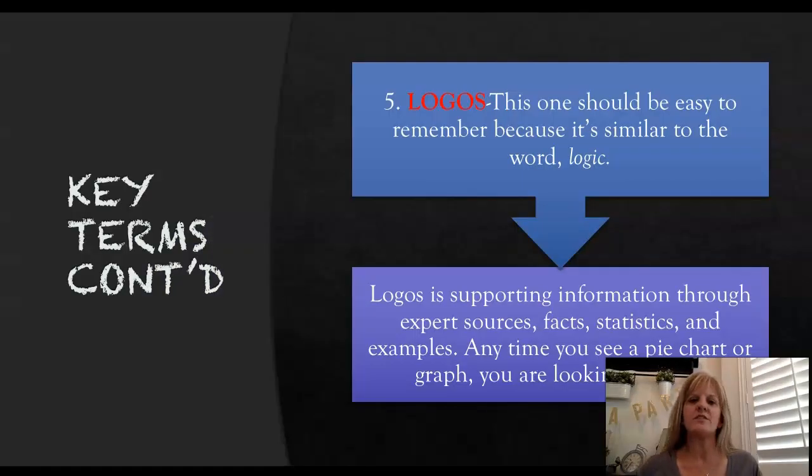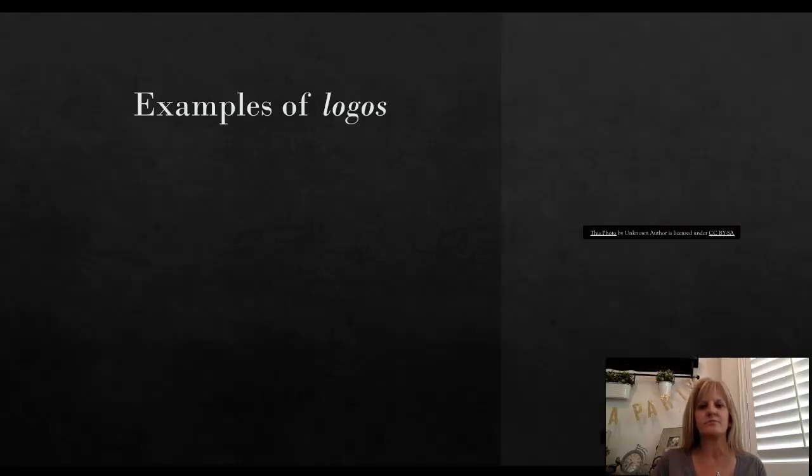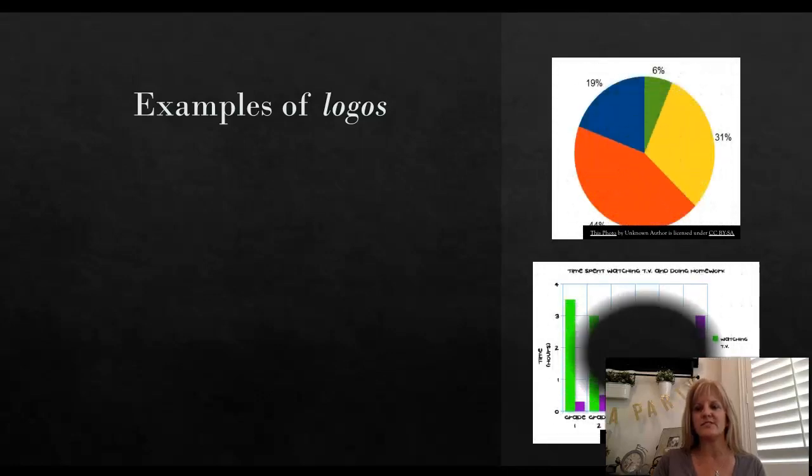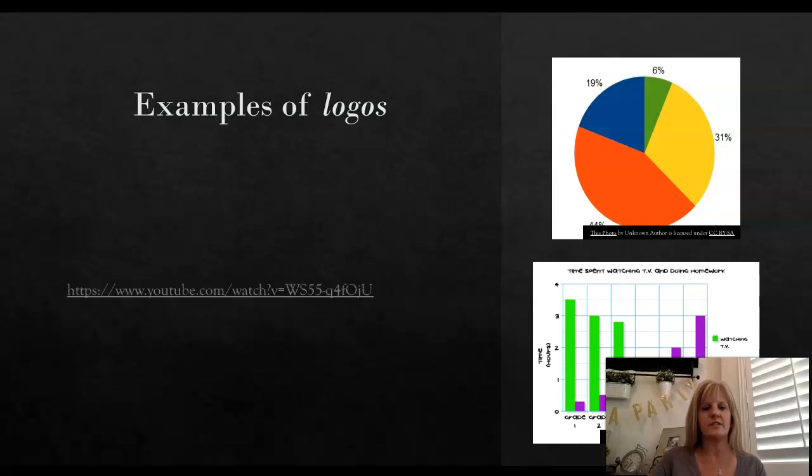And this one will be easier to remember maybe because it's similar to the word logic, and that's probably the root word where we get logic from. So logos is supporting information through expert sources, facts, statistics, and examples. So anytime you see a pie chart or a graph, you're going to be looking at logos. There's a pie chart, and there's a graph, and here's a YouTube video I want to take you to.